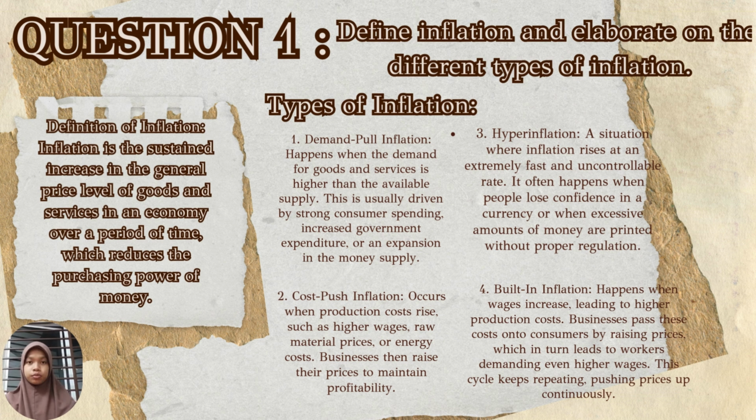Second, cost-push inflation. This occurs when production costs rise. If wages increase or the price of raw materials and energy go up, businesses have to spend more to produce goods to stay profitable. They pass this cost on to consumers by raising prices. For instance, if fuel prices rise, transportation costs go up, making everyday goods more expensive.